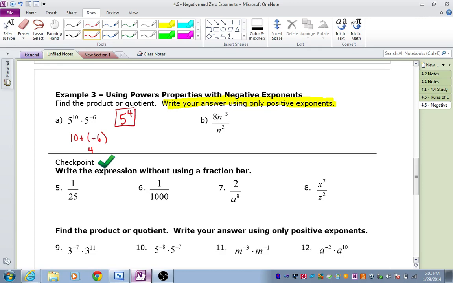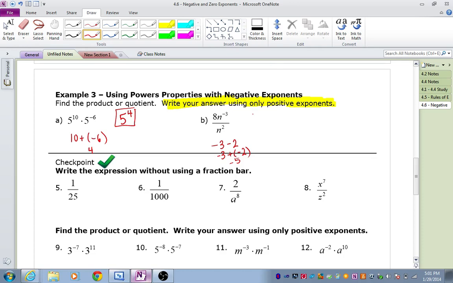Okay, here we have 8n to the negative 3rd over n squared. So right now, we're dealing with these n's because they have the same base. We're dividing them, so we need to subtract the denominator from the numerator. So we're going to say -3 minus 2. Well, that would mean -3 plus a -2, which means -5.